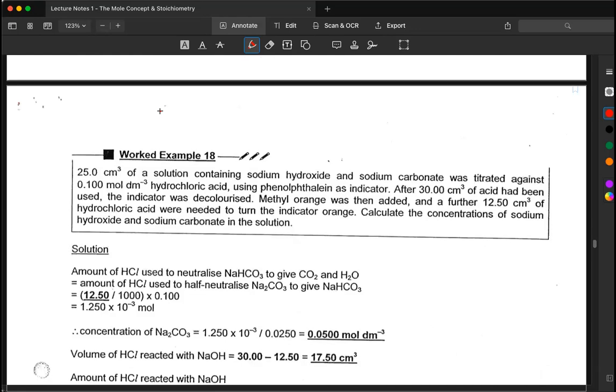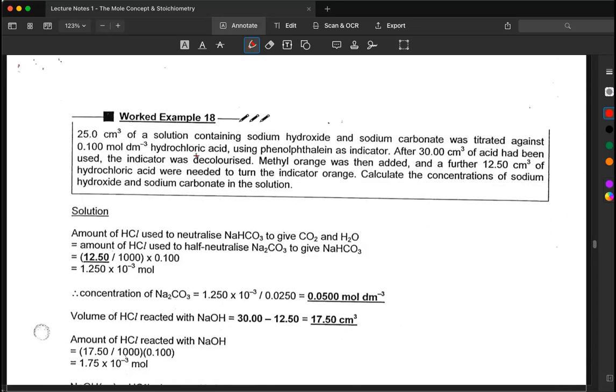You have 25 cm³ of solution containing sodium hydroxide and sodium carbonate, titrated against 0.1 mol per dm³ of hydrochloric acid using phenolphthalein as an indicator. After 30 cm³ of acid was used, the indicator was decolorized. Okay, methyl orange was then added. A further 12.5 cm³ was needed to turn the indicator orange. Calculate the concentration of sodium hydroxide. It's the same as just now.